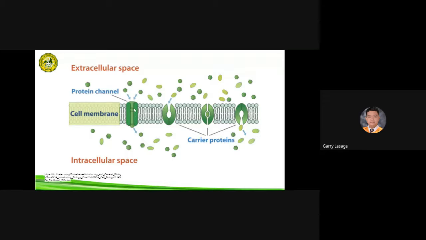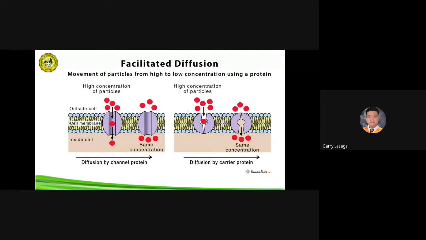These are examples of the different transport proteins that are involved in facilitated diffusion. In here, this is an example of a protein channel, and these three here are examples of carrier proteins. In this diagram, we have an illustration of facilitated diffusion. In the left figure, we have the presence of our transport proteins, and this type of protein is a channel protein. On the right, we have another type of transport protein known as a carrier protein.